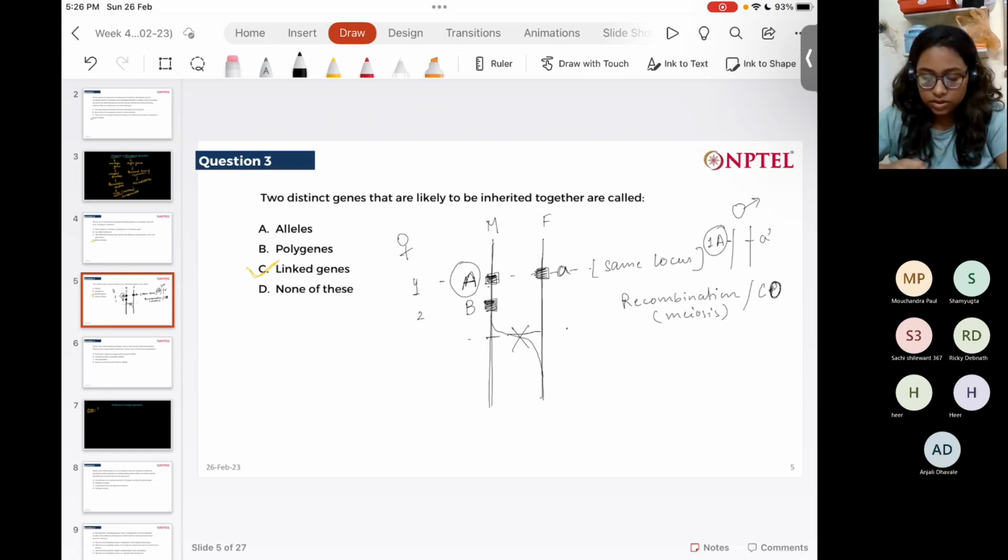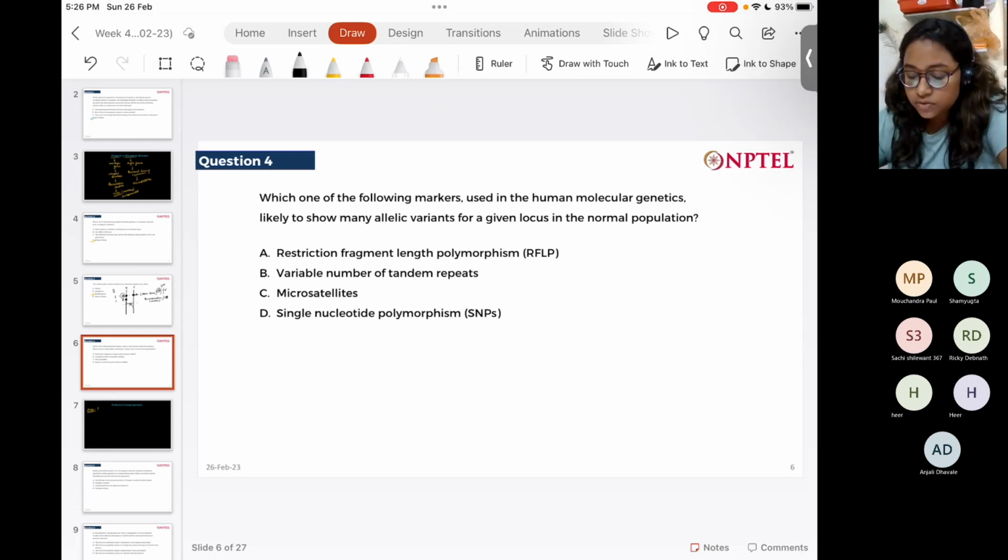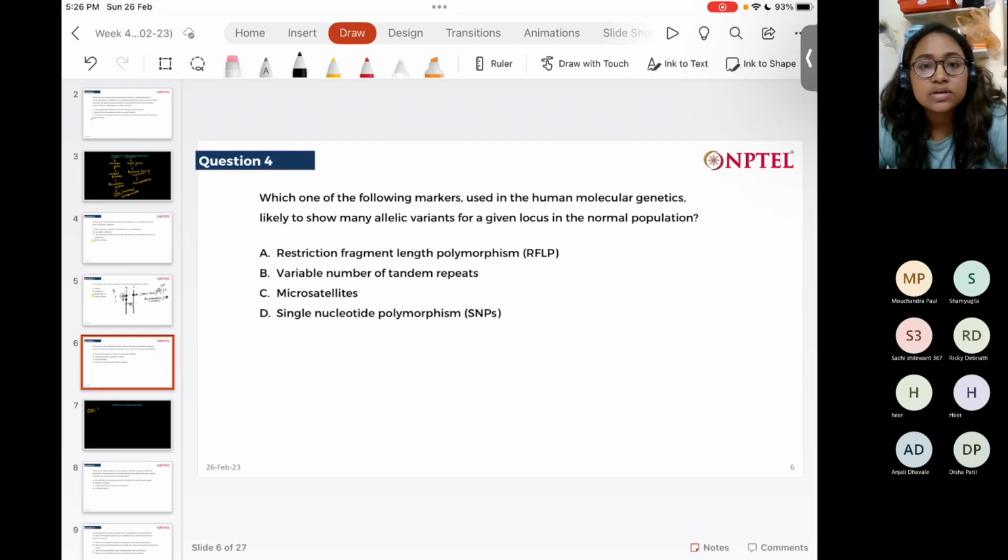Now moving on to the next question. The question states: which one of the following markers used in human molecular genetics is likely to show many allelic variants for a given locus in the normal population? First option is restriction fragment length polymorphism, or RFLP. Then another is variable number of tandem repeats. Then another is microsatellite. And the fourth option is single nucleotide polymorphism.